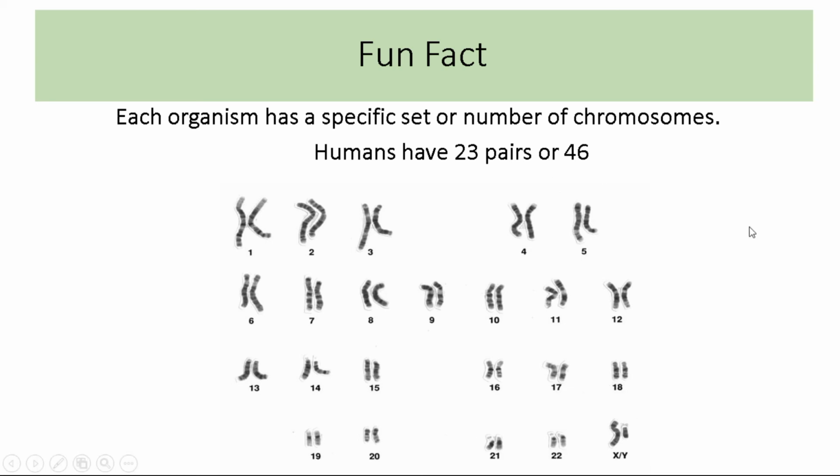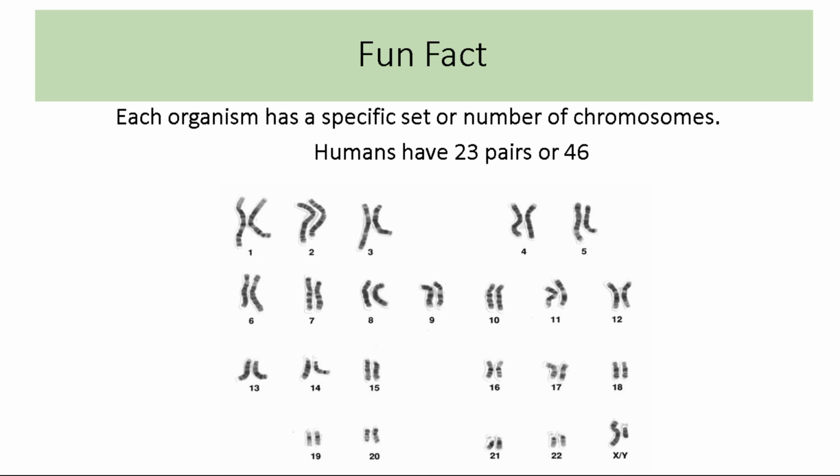The picture of your set of chromosomes is called your karyotype, and this is the karyotype of a human, where we have our 23 pairs. The first 22 pairs determine all other characteristics such as your eye color, your skin color, your ability to roll your tongue, whereas the last pair, the 23rd pair, determines your gender. In this case, we see XY, so this karyotype belongs to a male. We'll learn all about karyotypes later.